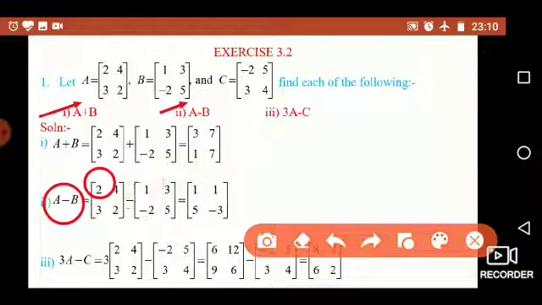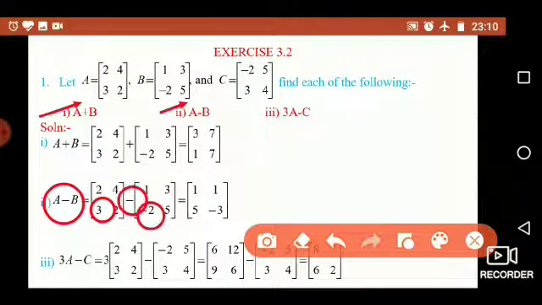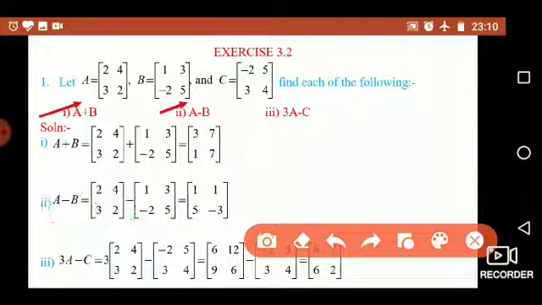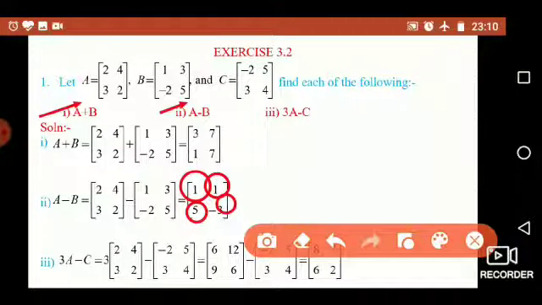Similarly, 4 minus 3 is equal to 1. And the corresponding elements of the second row, 3 minus of minus 2 is equal to 5. And the last element, 2 minus 5 is equal to minus 3. Therefore, students, here A minus B is equal to the matrix containing the elements 1, 1, 5, minus 3. This is also a matrix of order 2 cross 2.